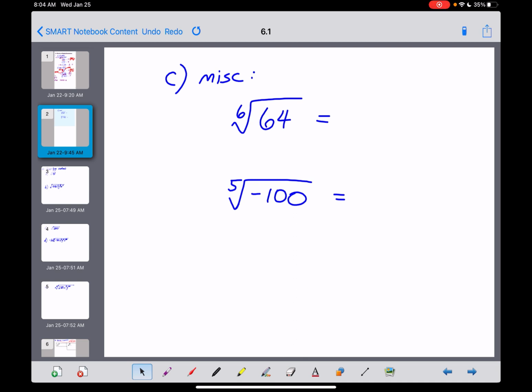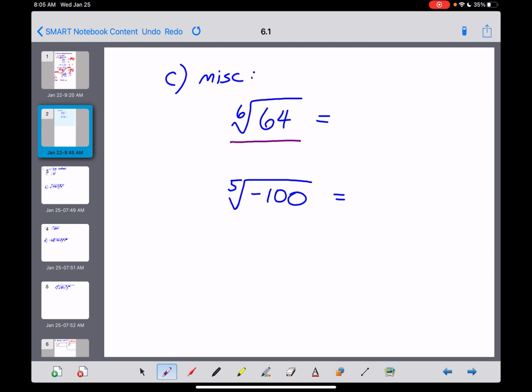I wanted to throw not square roots, not cube roots, but now some miscellaneous roots at you guys. The first one here, the sixth root. There's no cool name for it. The sixth root of 64. We're looking for a number that can be multiplied by itself over and over again, used as a factor 6 times, and get a product of 64.